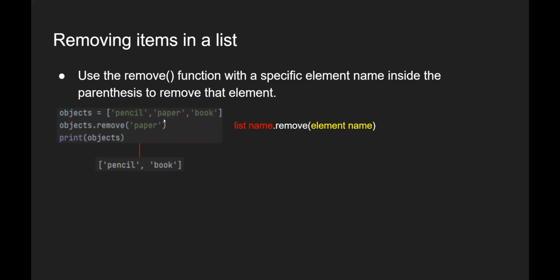Also, if we wanted to remove something, we can use the remove function and remove a specific element inside that list. So if we said objects equals pencil, paper, and book again, then objects.remove(paper), we can remove paper from the list. If we print objects, we'd only get pencil and book because we removed paper.